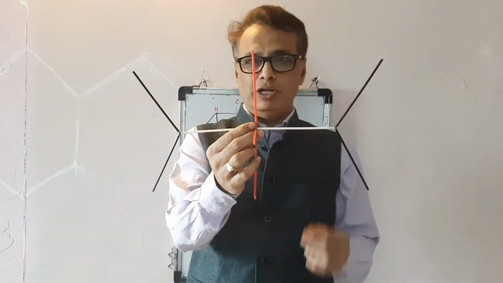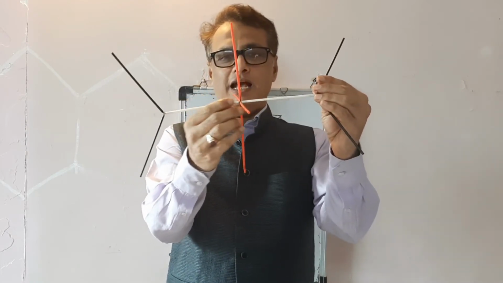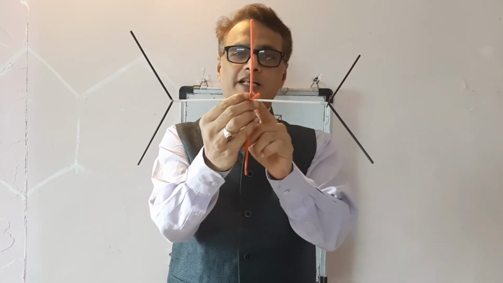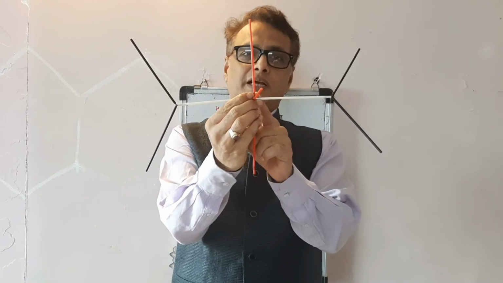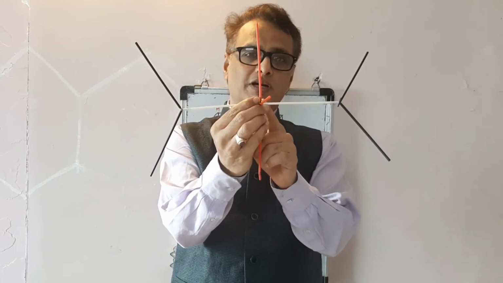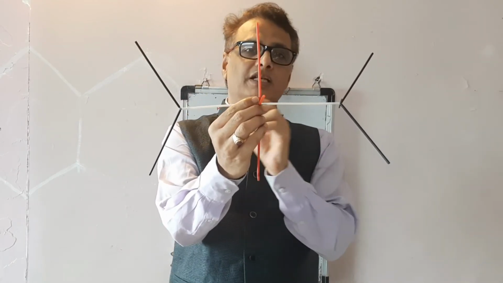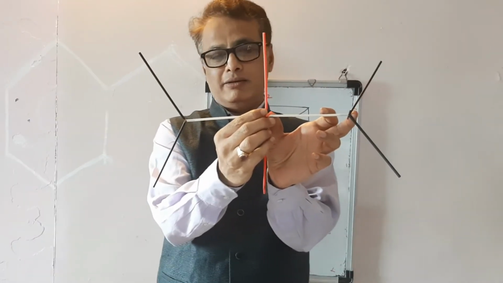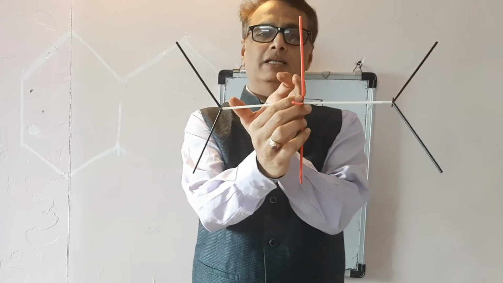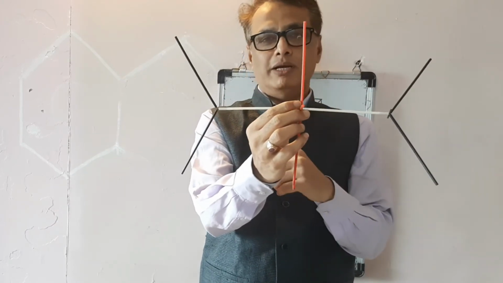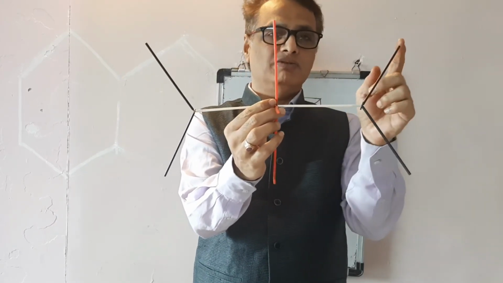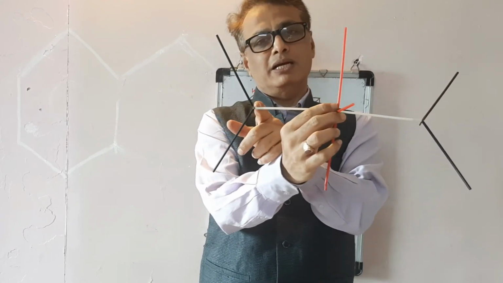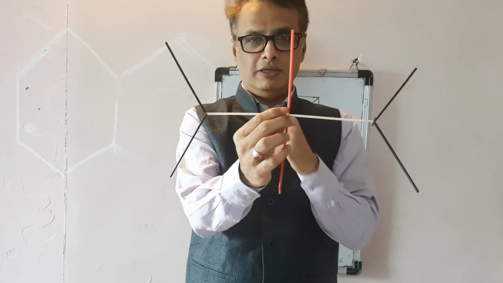This is our allene molecule. Allene contains 3 carbon atoms; this is carbon number 1, this is 2 and this is 3. There is a double bond between each pair of adjacent carbon atoms. This carbon atom is attached with two hydrogens. Similarly, this carbon atom is also attached with two hydrogens.